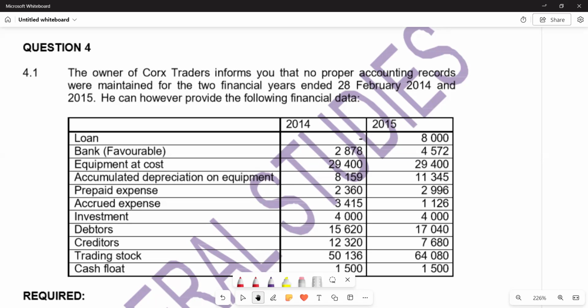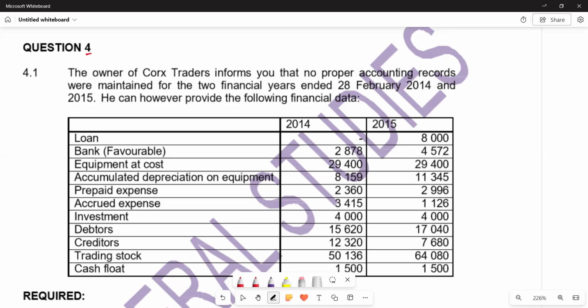In this video, we want to look at the preparation of the balance sheet. So we've got a question from the past exam paper. This is question 4 on that question paper, in particular 4.1, and it reads: the owner of Cox Traders informs you that no proper accounting records were maintained for the two financial years ended 20 February 2014 and 2015. He can, however, provide the following financial data.